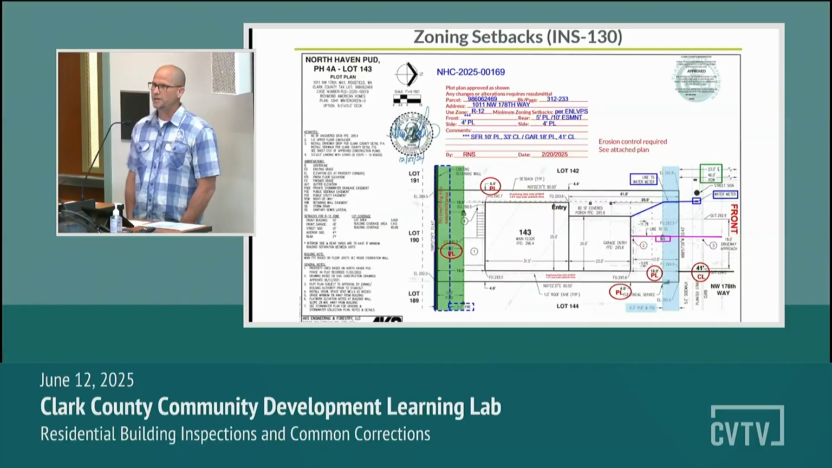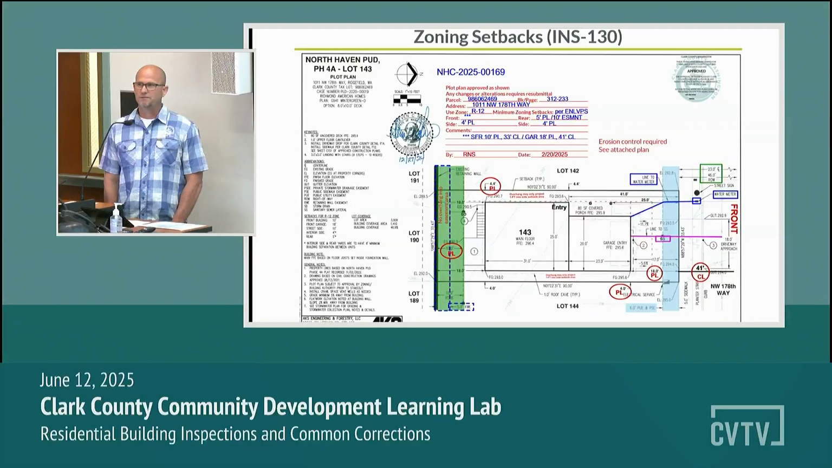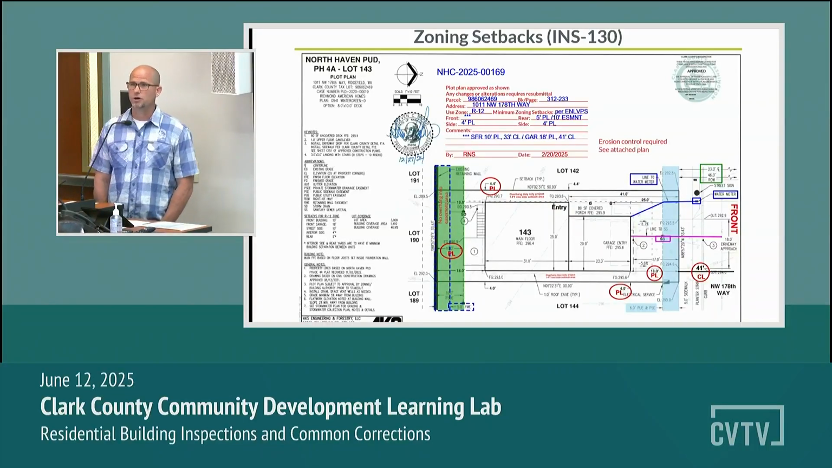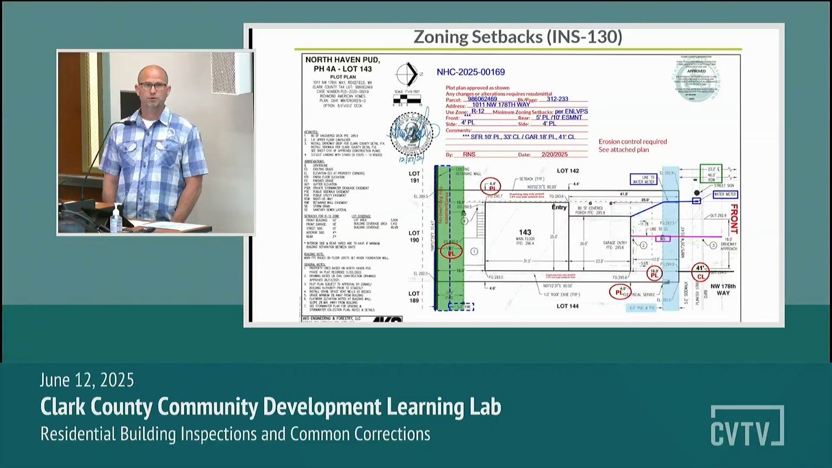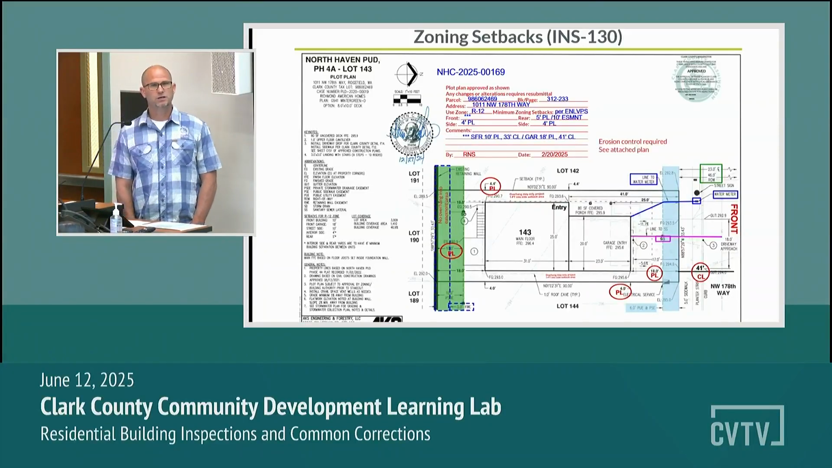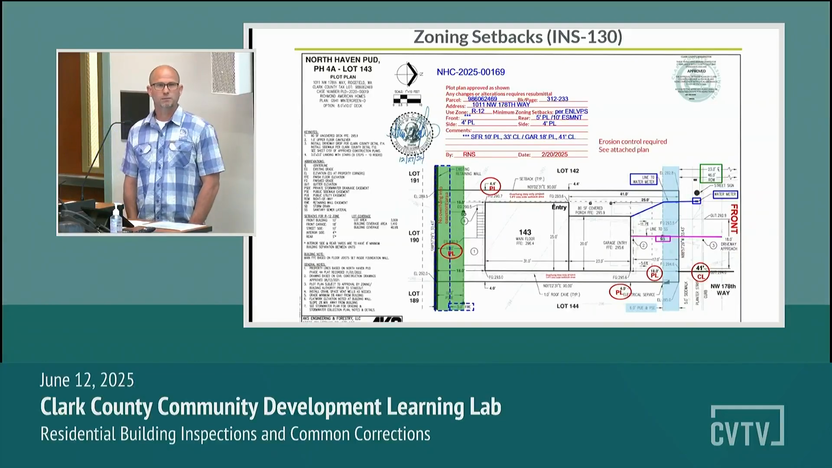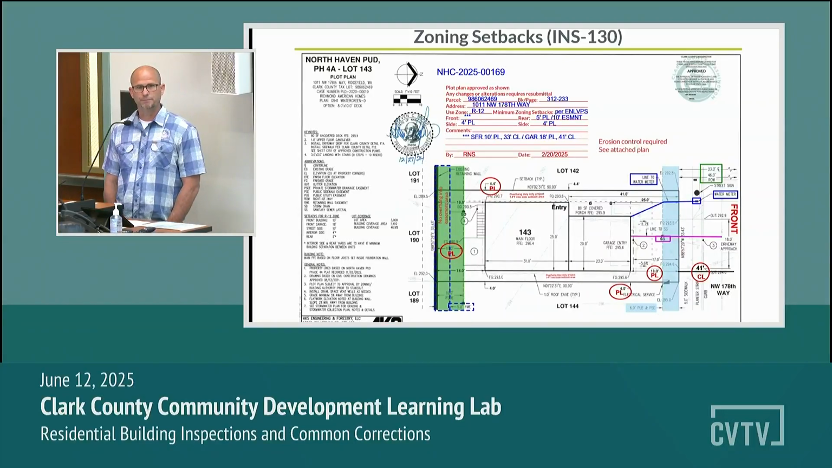So there's a couple ways of doing it, and if these aren't done quite right, then these are what ends up being corrections. And those are, we need a string line put up at least on two sides, coming from the property line pins so that we can measure off of those strings to your building.